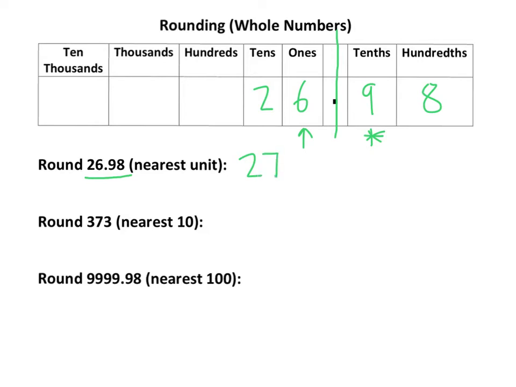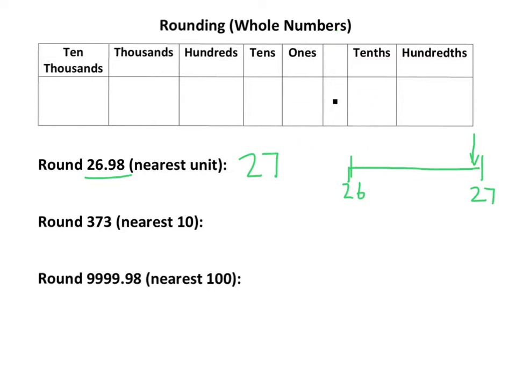And if you think about it, if I did a number line, just a very basic number line, I've got 26, because this number's between 26 and 27. 26.98 is right up here, isn't it? So it's much closer to 27 than it is to 26. I'm just going to rub that out because I'm going to use this table again.